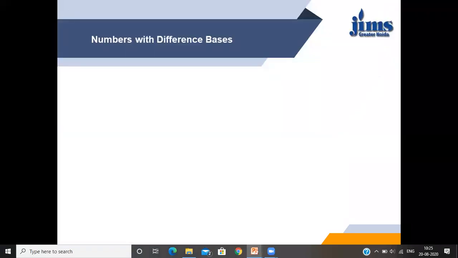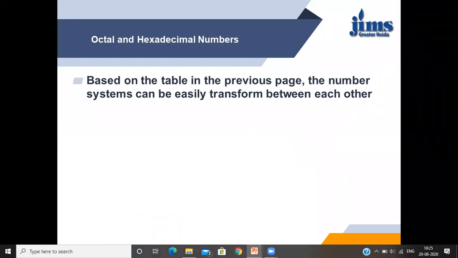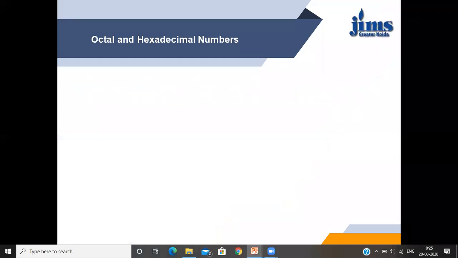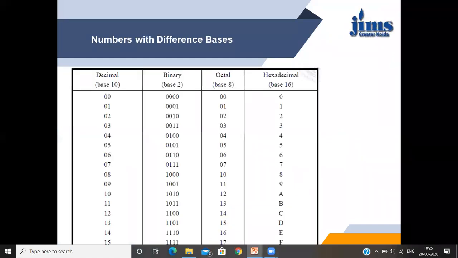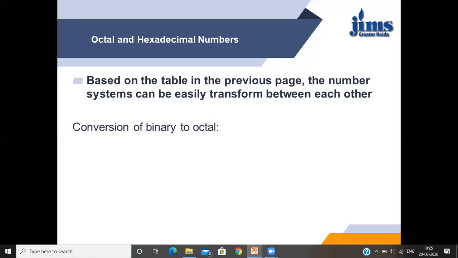So we continue the number system, different number systems now. Based on the previous table, which represents the decimal number, binary number, octal number, and the hexadecimal, the number systems can be easily transformed between each other. We can convert one number system to another. So in this slide, we are going to cover the conversion between binary to octal, octal to binary, binary to hexadecimal, and hexadecimal to binary.